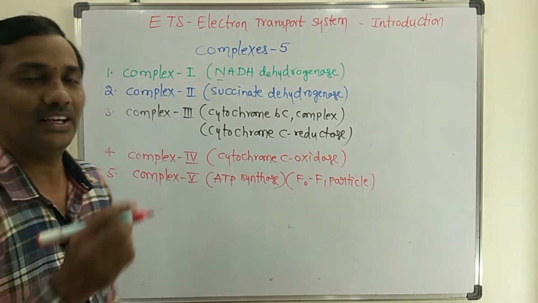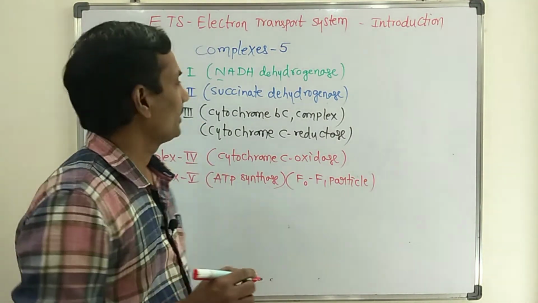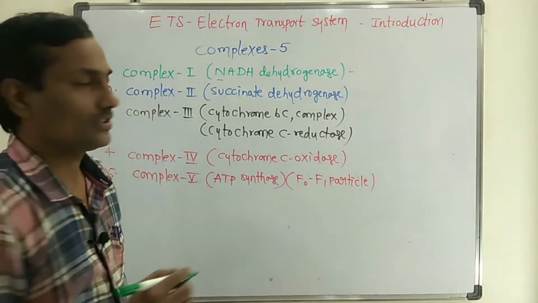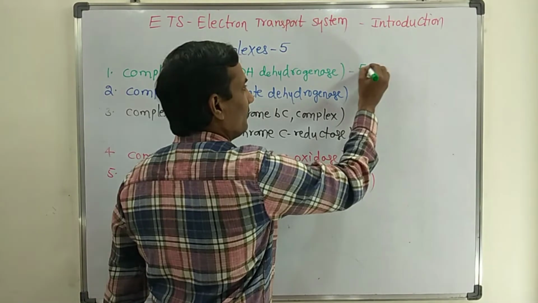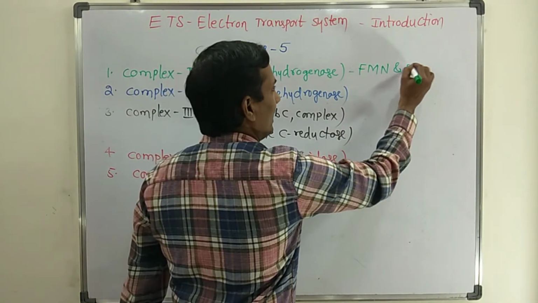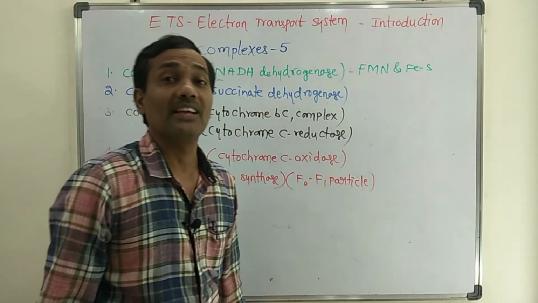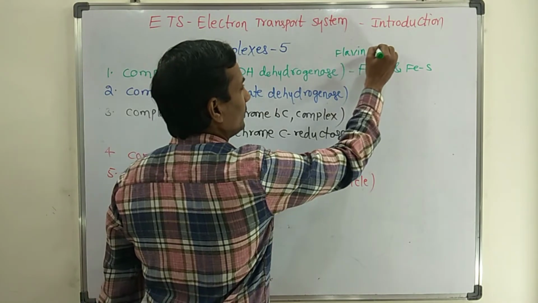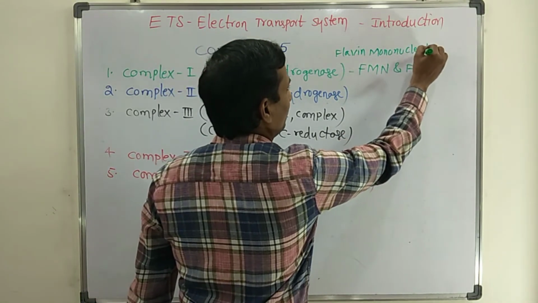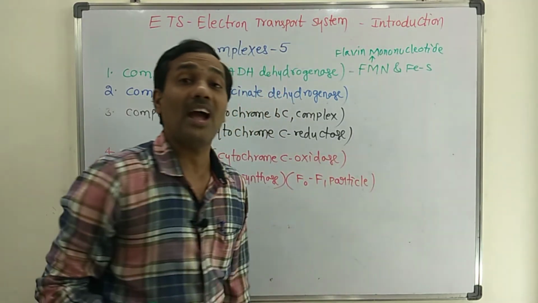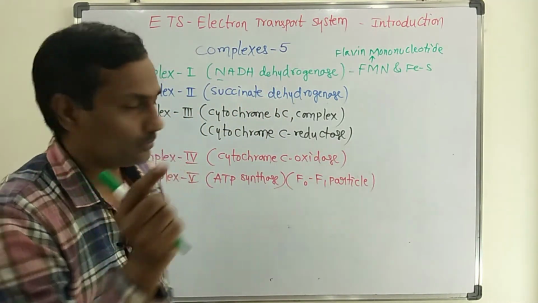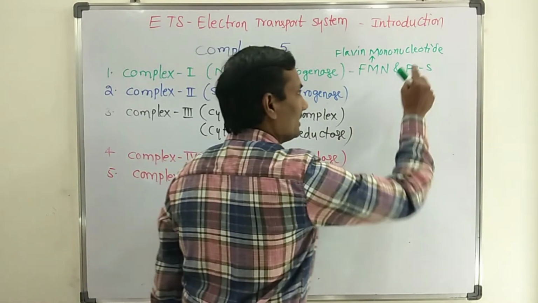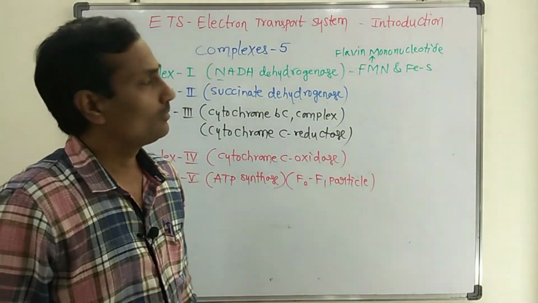Now we discuss what components are there in each and every complex. That is also important. This NADH dehydrogenase, complex 1, consists of FMN and an iron sulfur protein. FMN full form is flavin mononucleotide. That is a prosthetic group found in complex 1. It also consists of iron sulfur protein.